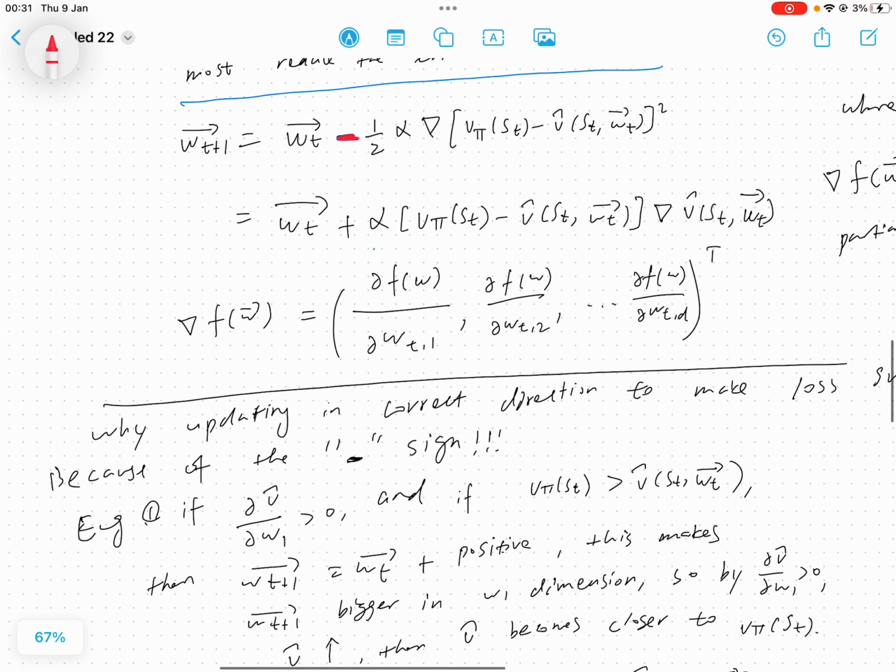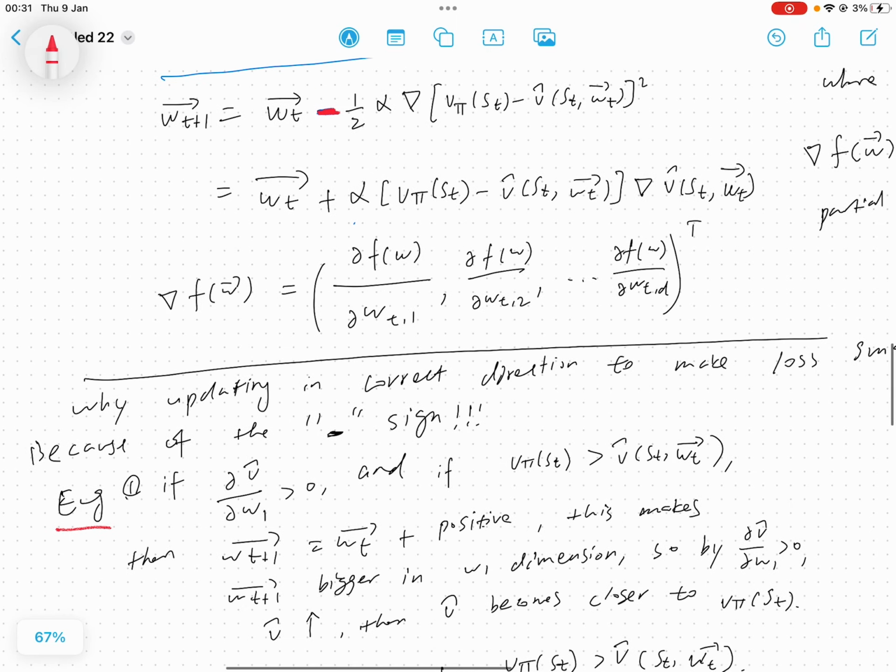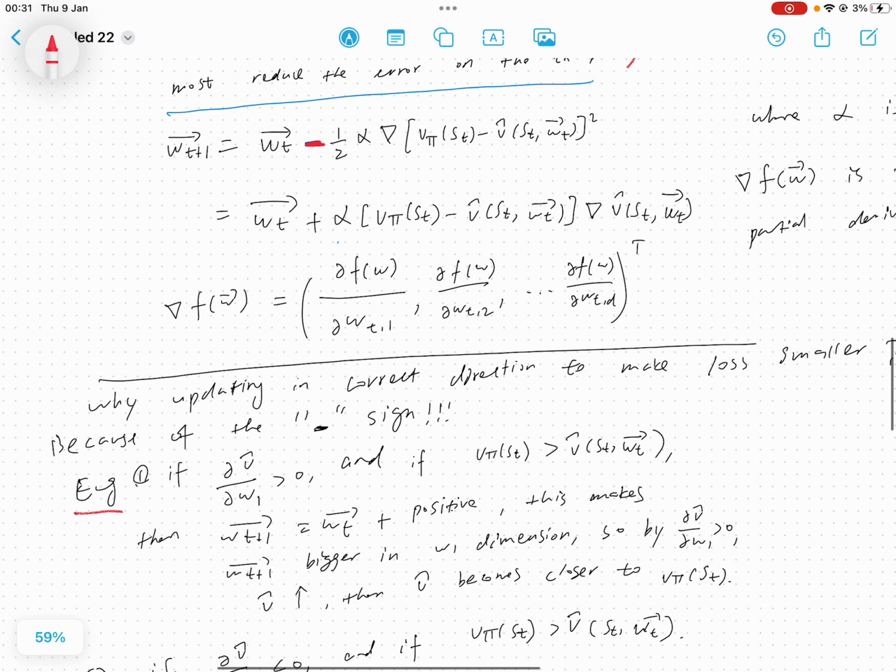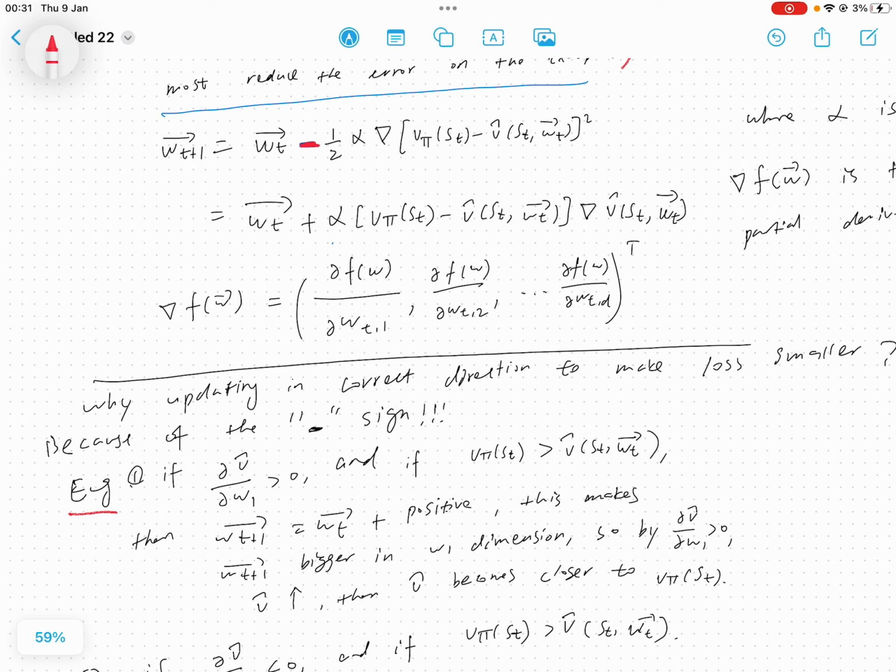For example, let's suppose we simply let this function, this v hat, be the f that we are going to refer to. Let's say the partial derivative of v hat with respect to w_{t,1}, where we just omit t, so with respect to w_1, is positive. It means that if we increase w_1, then v hat has to increase.